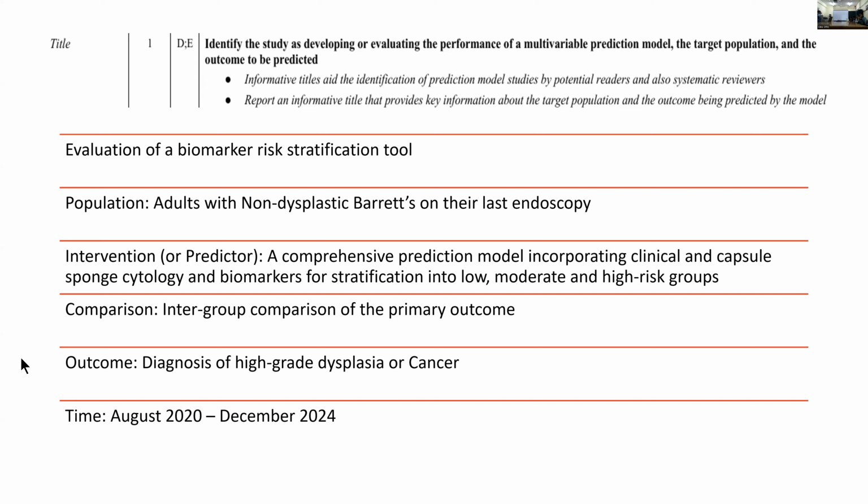The intervention or the predictor that is used here is a capsule-based endoscopy test, which also includes histopathology and biomarkers, which we then use to predict whether the patients are in the low, intermediate, or high risk groups. The comparison is an intergroup comparison between the low, moderate, and high risk groups, to see whether the stratification actually works and whether the low risk groups are at a lower risk of progression as compared to the high risk groups. The outcome we are looking at is the diagnosis of high-grade dysplasia or cancer. The outcome is diagnosed based on a formal endoscopy. And the time period of the study was from August 2020 to December 2024.